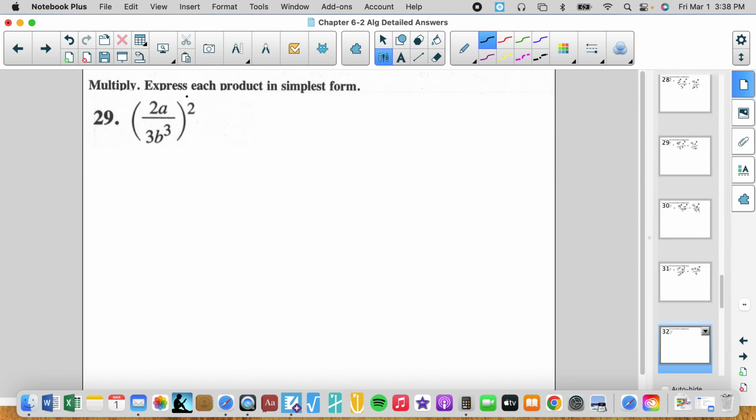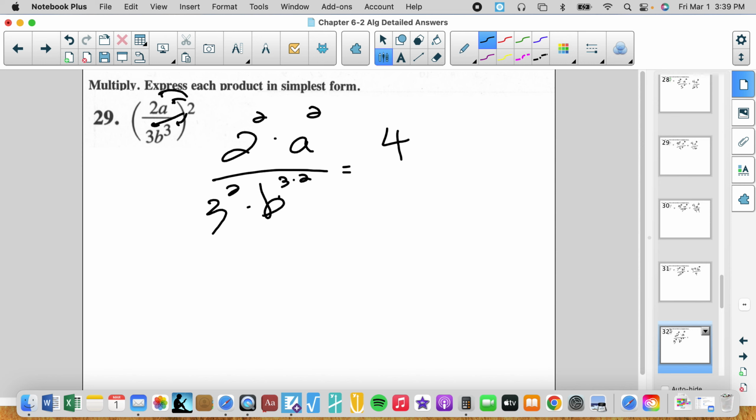Now you got a lot of things. You're distributing the 2 to the a, to the 3, to the b cubed. So 2 squared times a squared over 3 squared times b to the 3 times 2. When we have a power of a power, we're going to multiply those exponents. So that is 4a squared over 9b to the 6th.